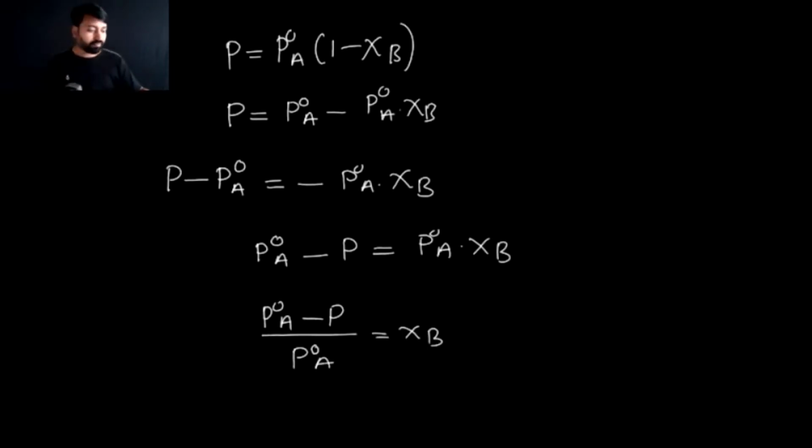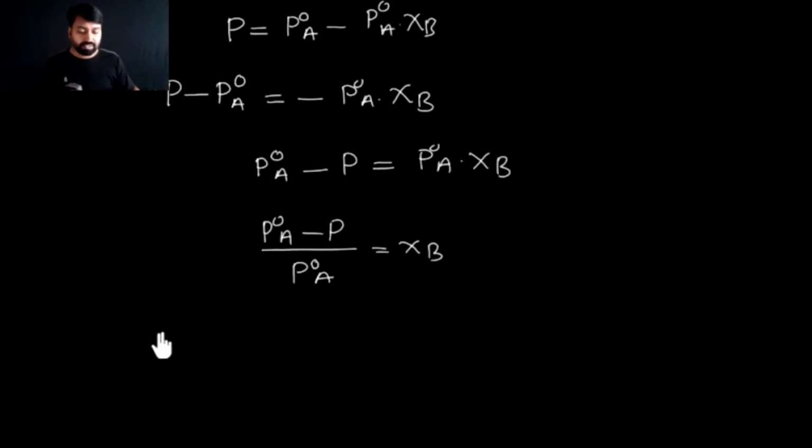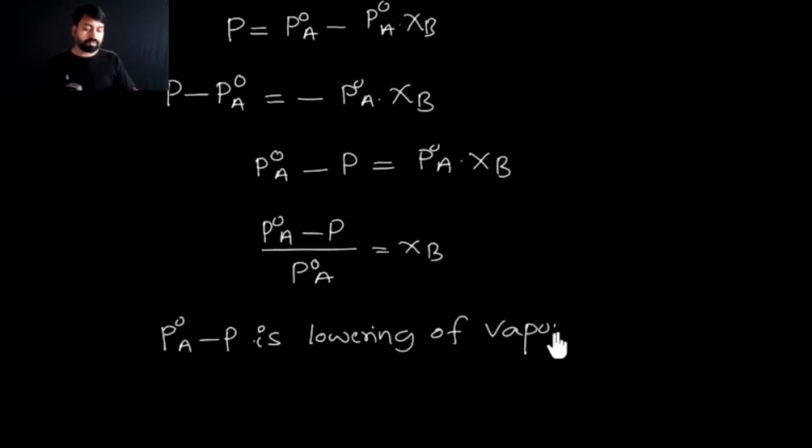Now there are two terms here. Just notice the numerator and denominator. In the numerator we have P naught A minus P. Initially there is some partial pressure given by P naught, but when you dissolve some non-volatile solute in it, the pressure is reduced. That is nothing but the partial pressure of the solvent being reduced from the original. This is the lowered vapor pressure. How much it is lowered we can calculate: it is initial minus final, that is solvent minus solution. This is the lowering of vapor pressure.